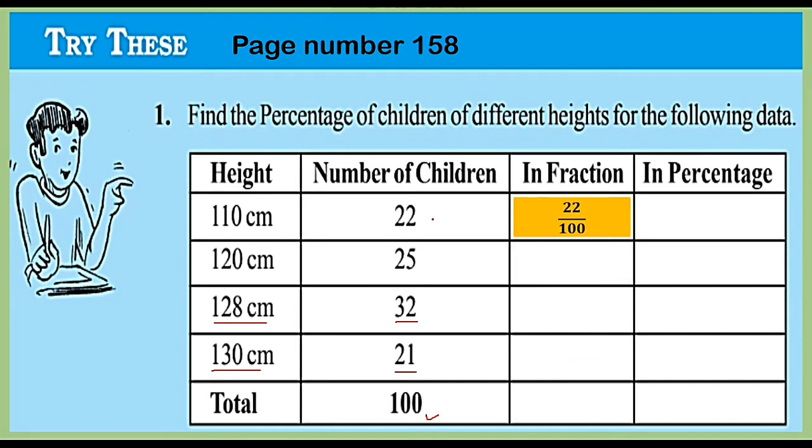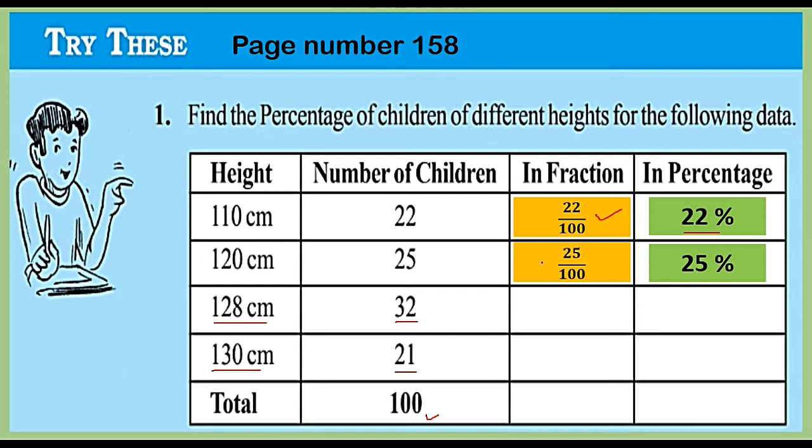So in fraction, here it becomes 22 upon 100. So 22 upon 100 in percent, I'll be writing as 22%. Percent is out of 100. So in fraction, we can see it is clearly given out of 100 only. So just 22%. Next is 25 out of 100. So in fraction, it becomes 25 upon 100. In percent, it will be 25%.